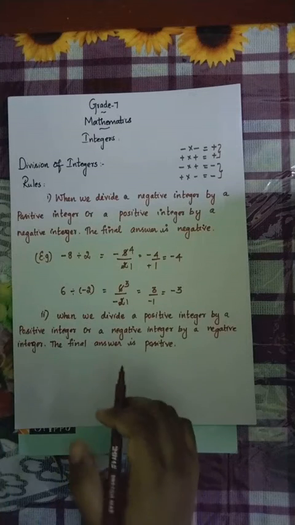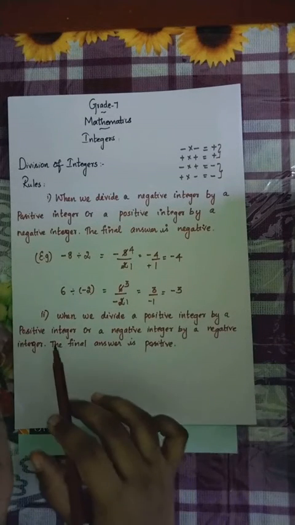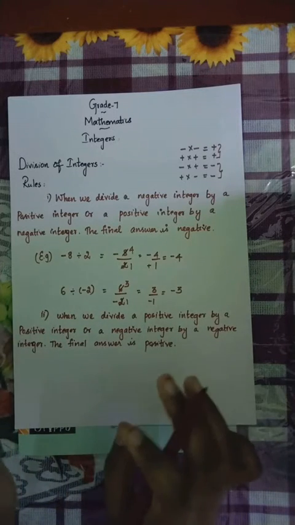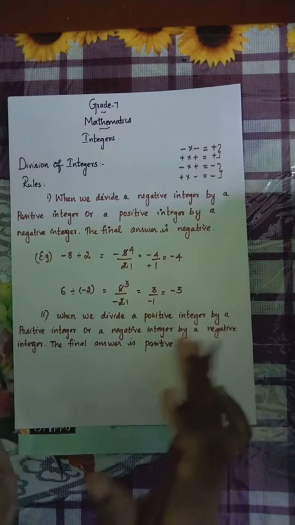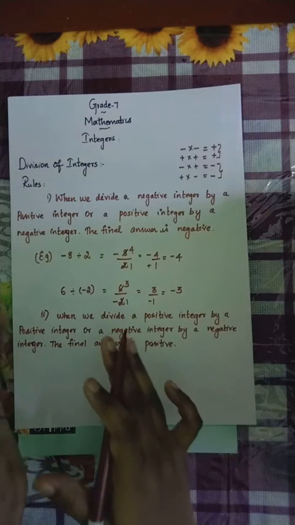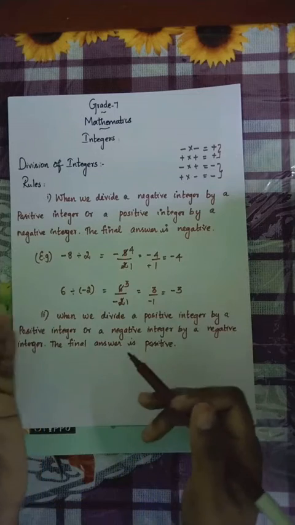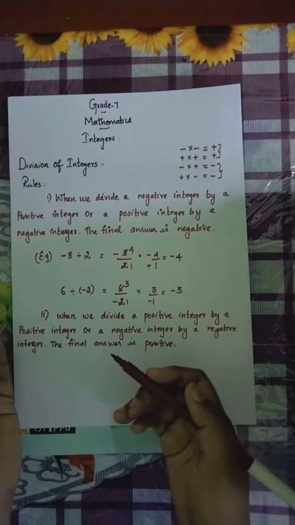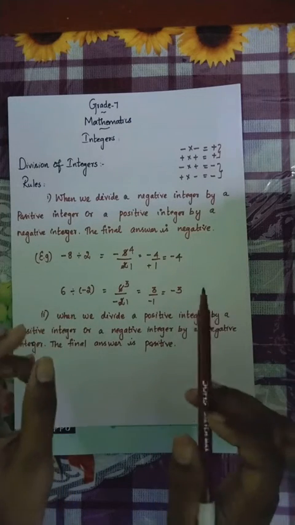Okay, now our second rule: when we divide a positive integer by a positive integer or a negative integer by a negative integer, the final answer is positive. That is, when you are dividing two like signs, we get the answer as positive. This condition we have already learned in multiplication.